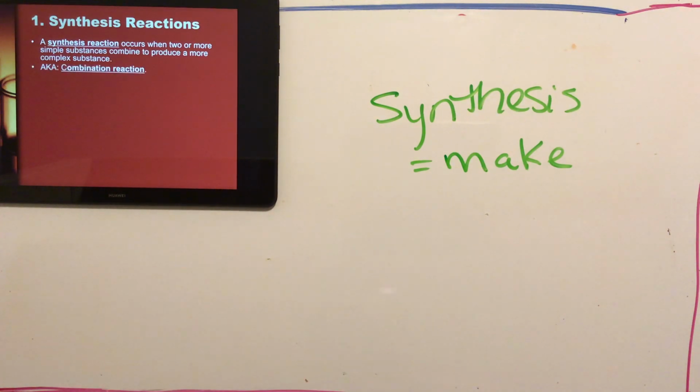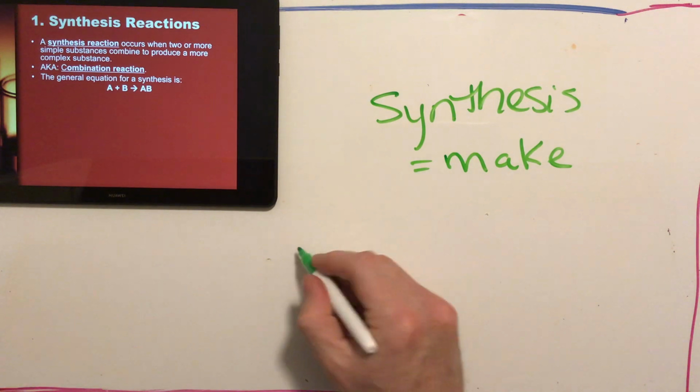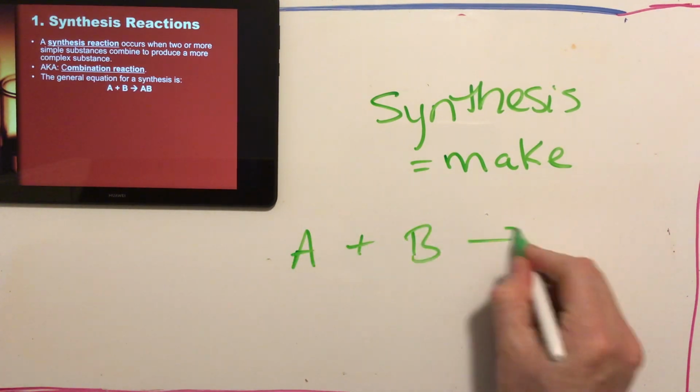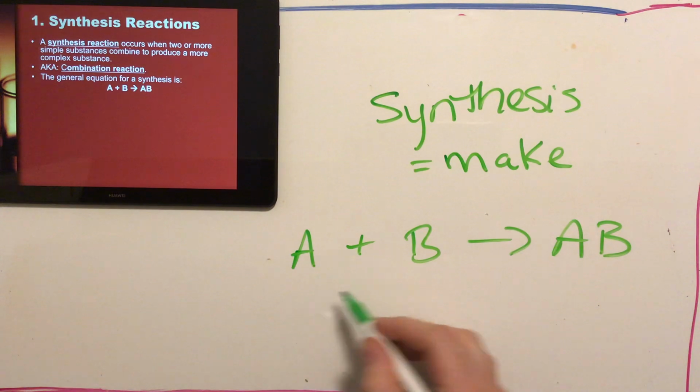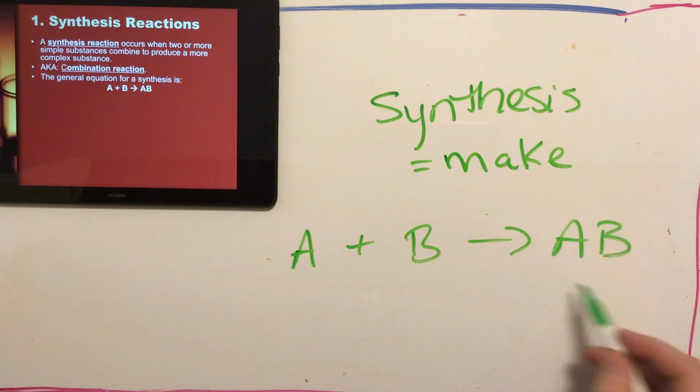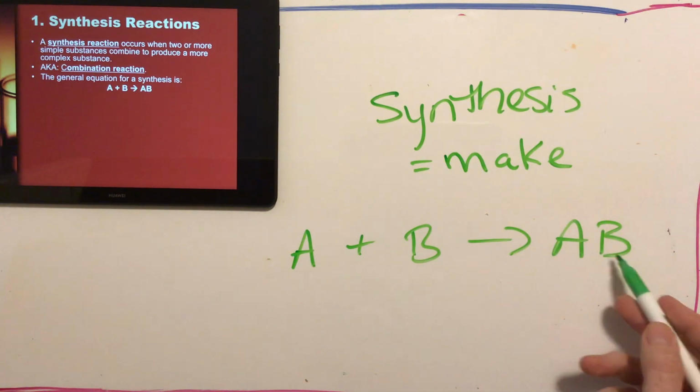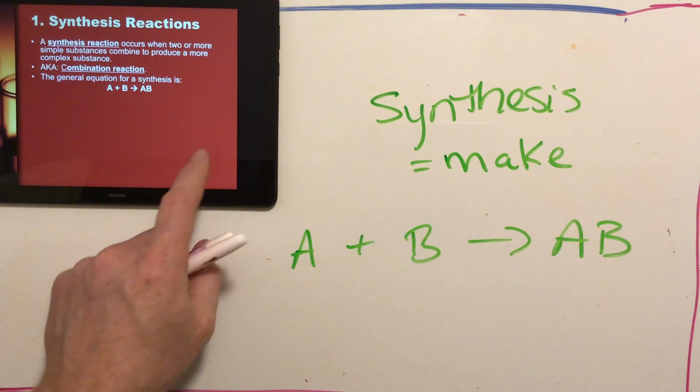We take two or more simple substances and combine them to make a more complex substance. For that reason, they're also known as combination reactions. The general equation for this is A plus B yields AB. Now on the periodic table, we don't have A and B and AB, but generally this means we're taking the first substance, combining it with a second one to make just one substance here, a larger substance that contains both of these.